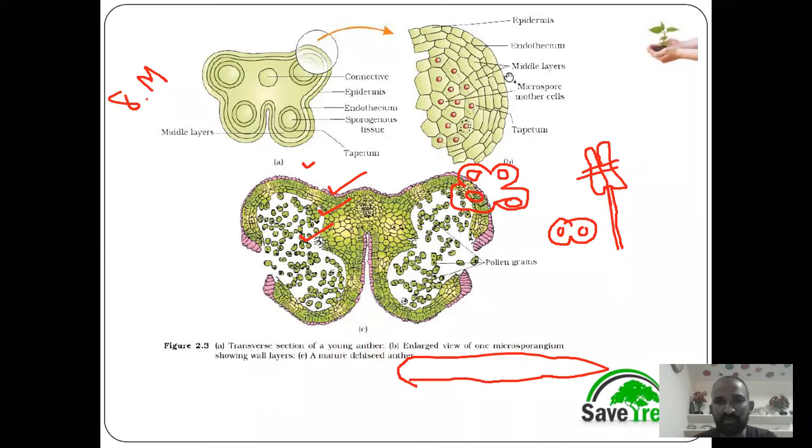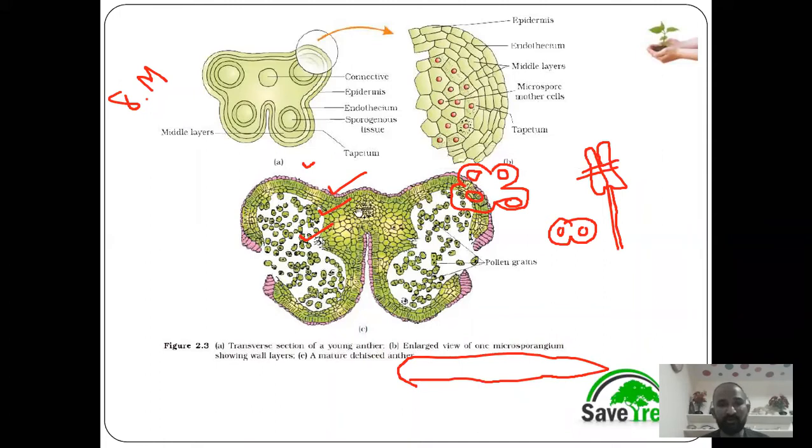Okay, beneath the middle layers, there is a specialized tissue present, which is bigger in size compared to the middle layers and endothelium cells. Those are called the tapetum layer. These tapetum layers are bigger in size, have prominent nuclei, and are filled with different nutritional material. That is why the tapetal layer gives nutrition to the sporogenous tissue, which is involved in the development and finally produces the pollen grains.